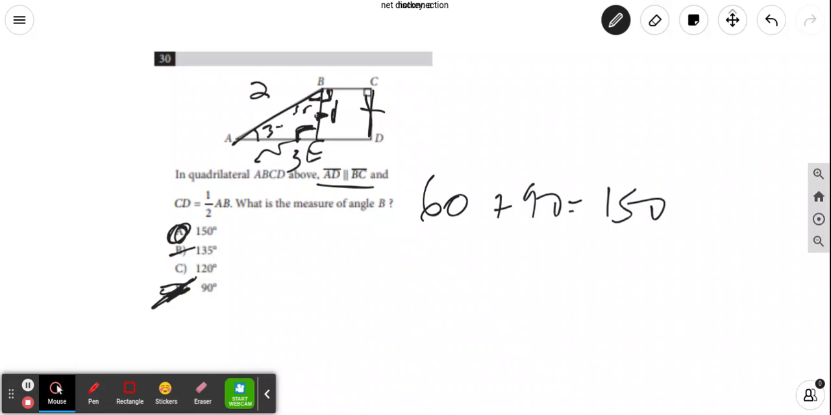The way I like to think about it is whichever one is opening up to the larger side is going to have a larger angle because it just has more area it needs to cover. That's how I like to think about it.